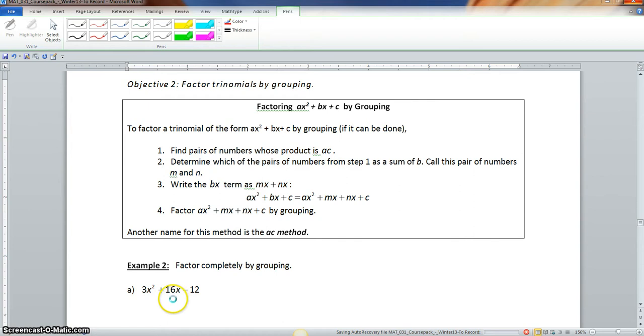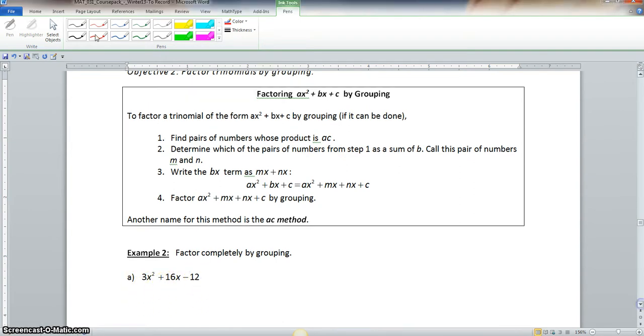Now what we need to do is the same thing we've done before. We need to see first if this is lined up correctly, which it is, and we also need to see if there's anything that all three of these terms have in common aside from one. There isn't. So we'll list our A, B, and C. A is 3, B is 16, and C is negative 12. Okay, so now we will multiply. We would take A times C, which is 3 times negative 12, which is negative 36.